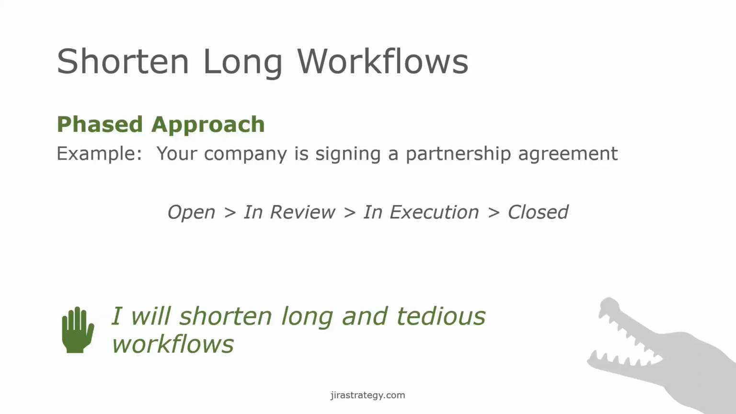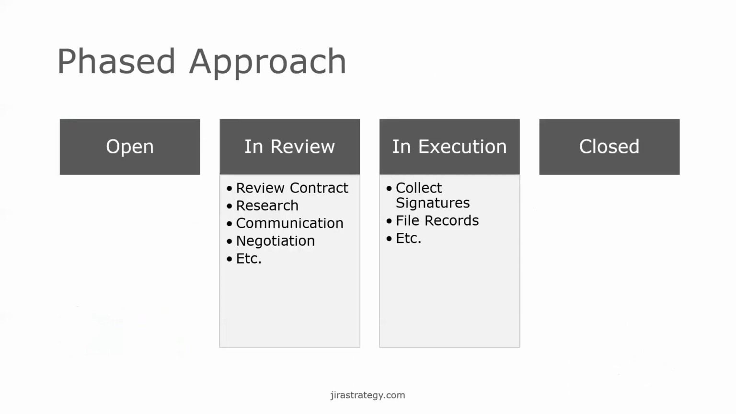And the first thing we did was break it up into logical pieces and try to make it into a 4 to 7-step workflow, because their users were just clicking buttons arbitrarily and the statuses didn't mean anything when the workflow was so long. So try to avoid that. For example, let's pretend your company is signing a partnership agreement with another company. We can use this really short phased workflow that's shown: open, in review, in execution, and closed.